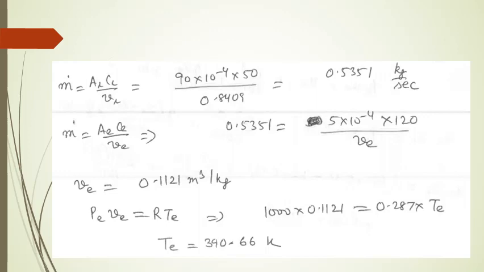Now mass flow rate will be A_i C_i upon v_i, and that comes out to be 0.5351. Now this mass flow rate is also equal to A_e C_e upon v_e, and this gives me the value of v_e equal to 0.1121 meter cube per kg. Now by the state equation at exit, we write P_e v_e is equal to R T_e, and the value of T_e comes out to be 390.66 Kelvin.